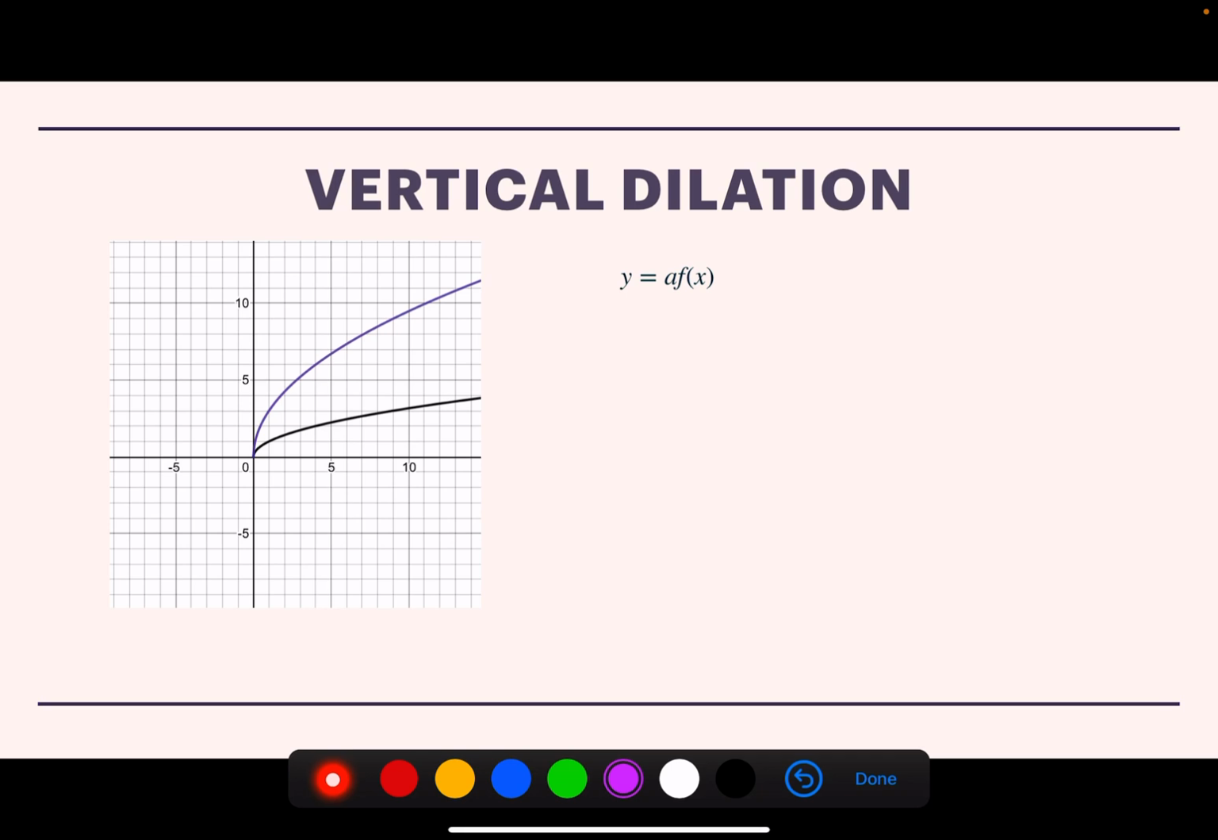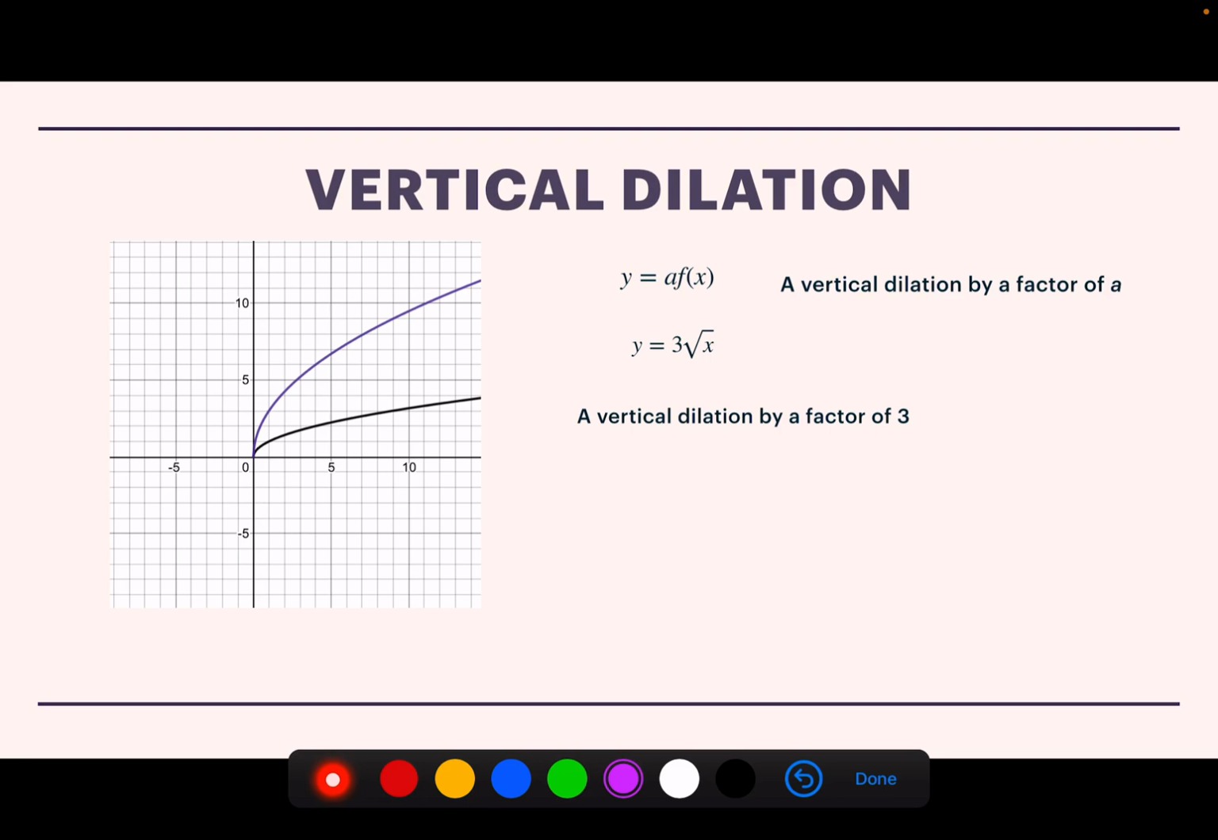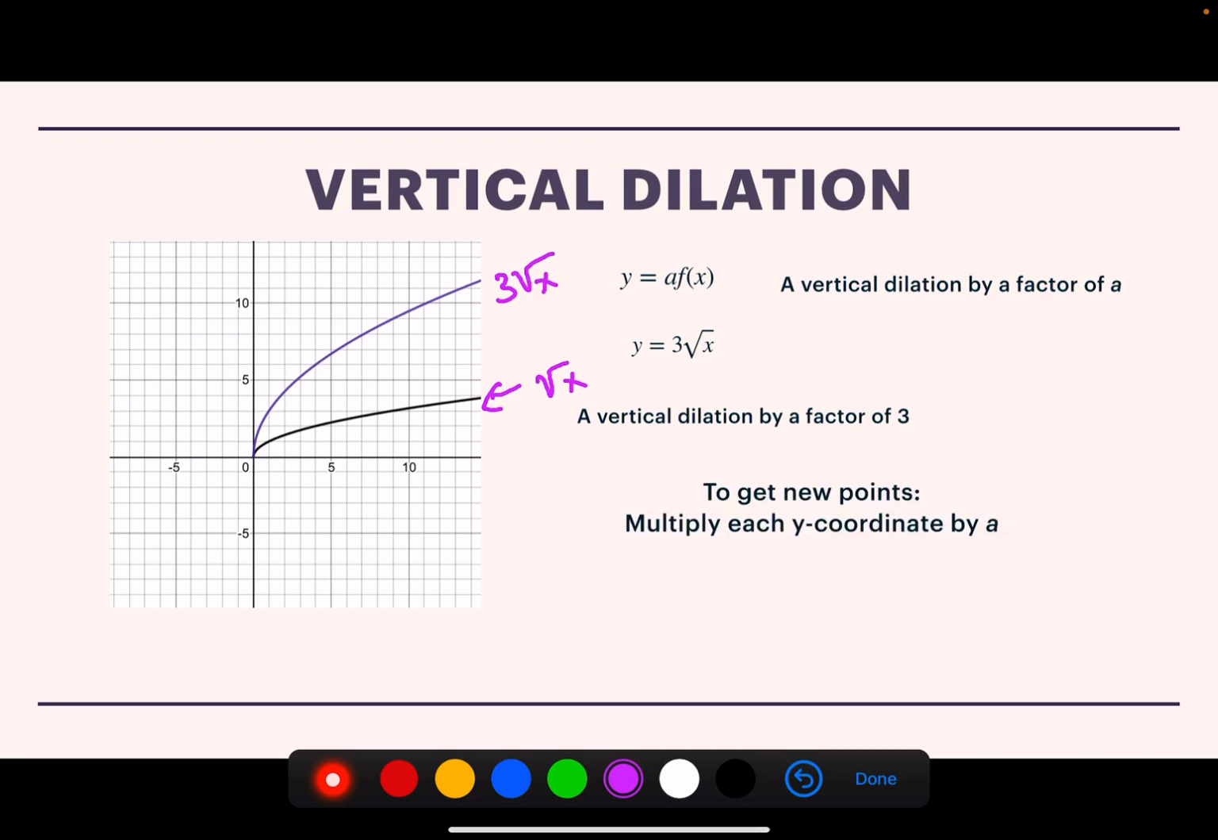Vertical dilation. These are harder, I think, to see visually. So this is where I think that dealing with the points can be really helpful. This happens when you have some number a multiplying your parent function. For example, y equals 3 radical x. So this, generally speaking, is a vertical dilation by a factor of a. And in this specific example, it's a vertical dilation by a factor of 3. My parent function is this black one here, radical x. And my new one is 3 radical x. To get your new points, just take some points on your parent function and multiply their y coordinates by a.